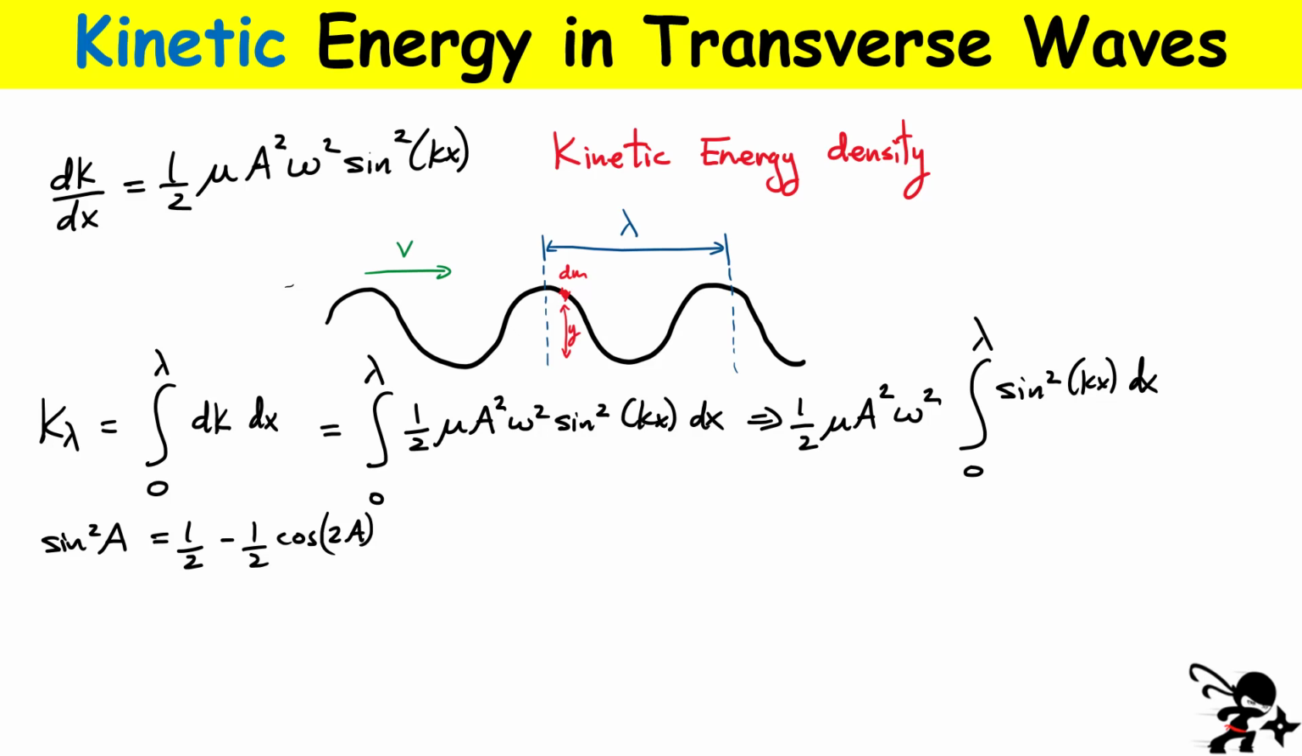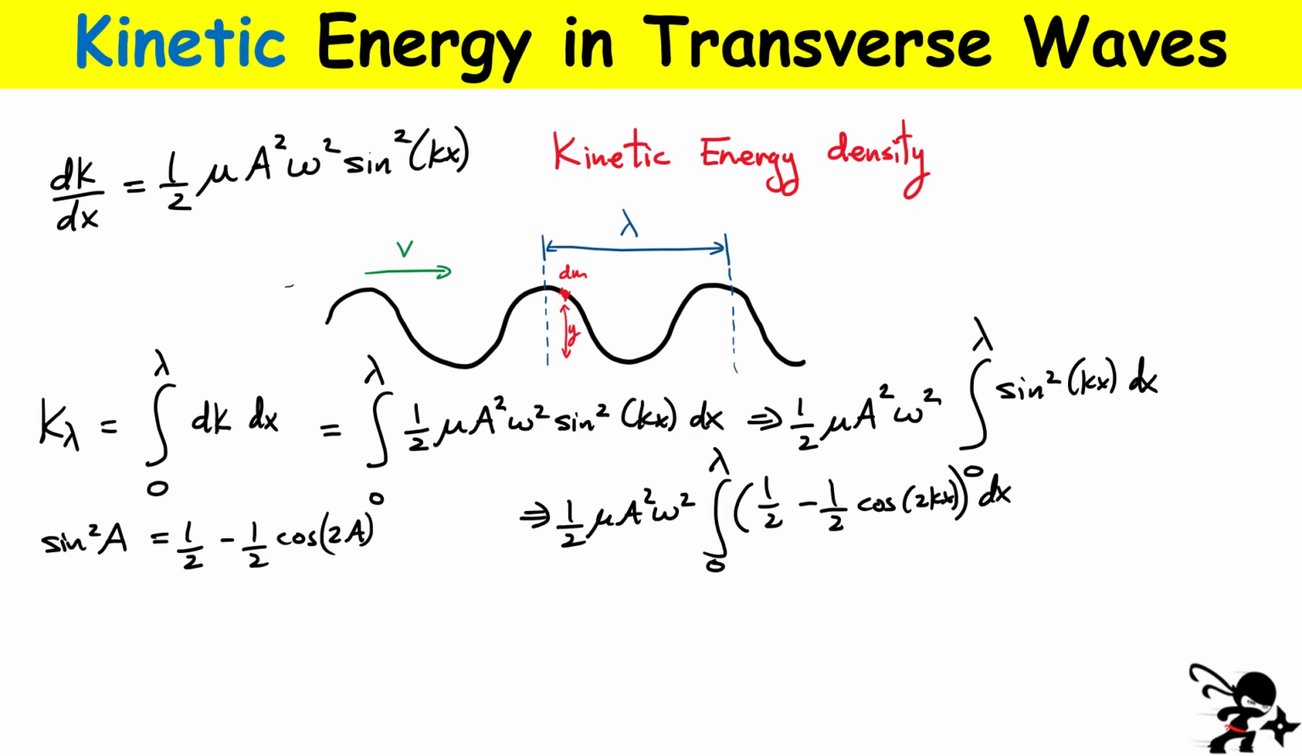So that kind of helps you evaluate this integral without resorting to tables. Okay, so let's go ahead and do that. So again, I'm just left with this expression right here. We're going to rewrite it, 1/2 mu a squared omega squared integral from 0 to 1 wavelength. And instead of writing sine squared of kx, all you end up doing now is substituting that sine squared using our double angle formula. So here you get 1/2 minus 1/2 cosine of, again, now it's going to be 2 times kx, multiplied by dx.